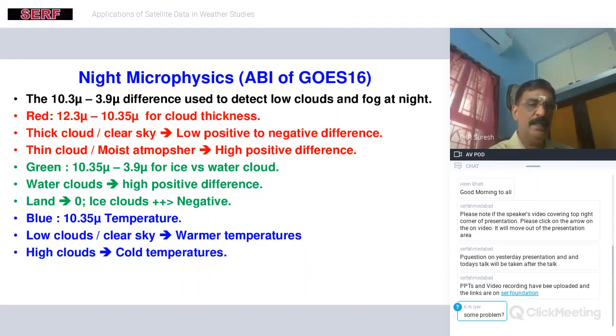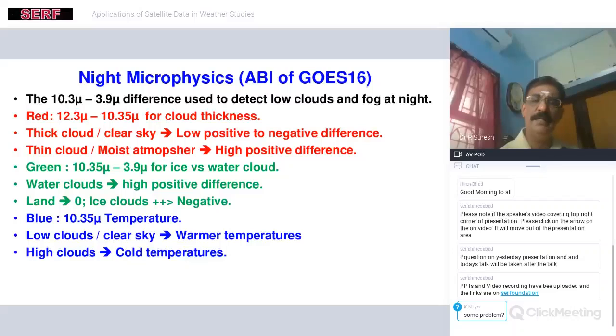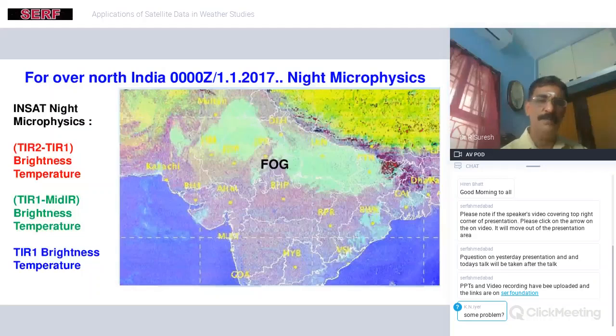In the green color, the 3.9 micron channel is subtracted from the 10.35 micron channel, and that gives the contamination of ice over water, a mixed phase. A positive value talks about water cloud, probably over land, and if there is ice cloud it should be negative. And the 10.35 micron alone, purely IR, is the window channel, and it talks about the temperature of the cloud tops.